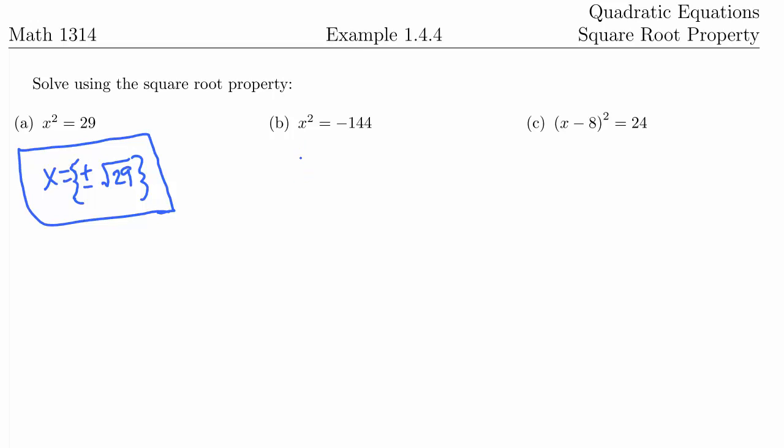Letter B. x squared equals negative 144. So that gives me, by the square root property, x equals plus or minus the square root of negative 144. Simplifying this, that gives me plus or minus, the square root of that negative gives me an i, and the square root of 144 is 12. So it's plus or minus 12i.